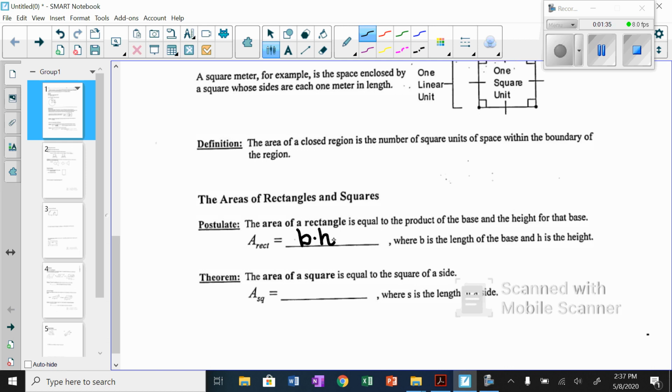So area of a rectangle is b times h, where b is the length of the base and h is the height. Now remember, a height has to be made with a right angle. The area of a square, because a square is always a rectangle, we can use base times height. But if you remember, the base of a square and the height of the square are the same length. Since it's all squares, all the sides are the same length. So instead of saying base times height, we can say s for side squared, where s is the length of one side.